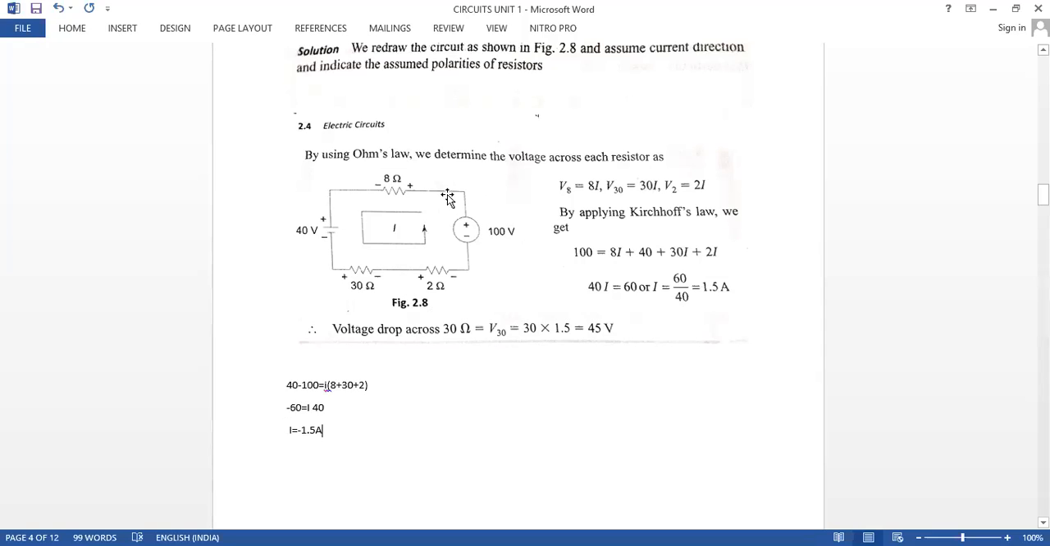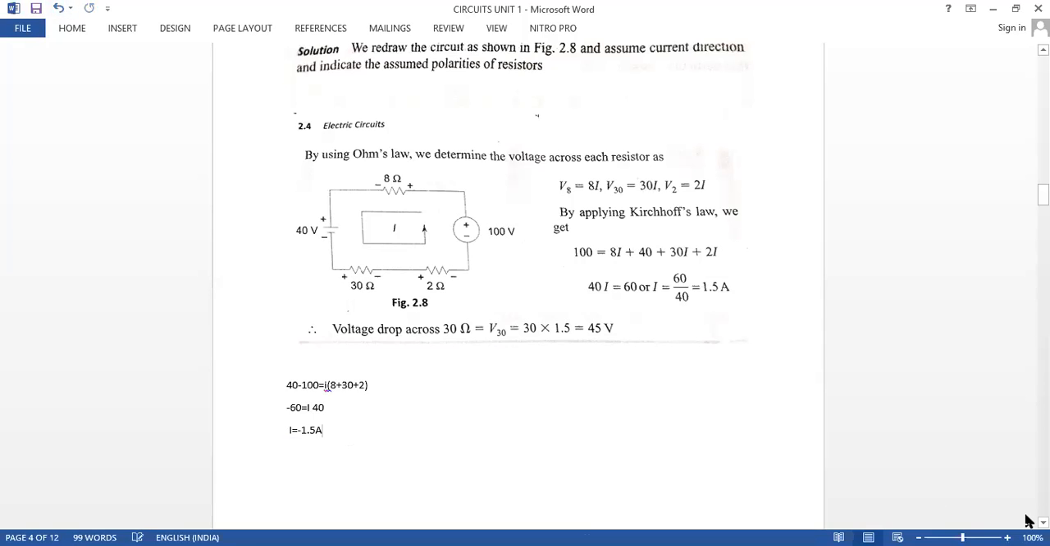So now you see, we have assumed the current is flowing clockwise. The textbook has assumed the current is flowing anti-clockwise. What is the answer they got? I is equal to 1.5, and we got minus 1.5. You tell me whether our answer is right or wrong. Right only. There is no such thing as negative current. What is the meaning of the minus? The current is flowing in the opposite direction. Very good. That is the meaning.